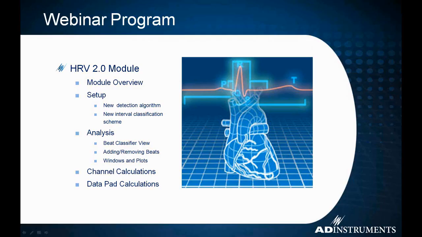As I mentioned at the start, we're going to be covering the new features as well as the basic uses of the HRV 2.0 module that's available for LabChart 8. To get access to that, you have to be on LabChart 8. It will not work with LabChart 7. First I'll go over a module overview, then we'll talk about setting up the module, what's new in it as far as how it detects the QRS complexes and how it performs the calculations. Then we'll talk about the analysis, and finally some new channel calculations that have been added, as well as some of our old favorites from the previous versions that were available in the datapad.